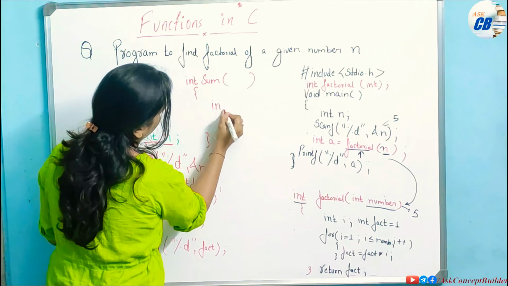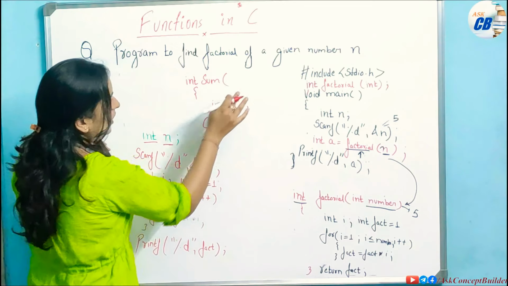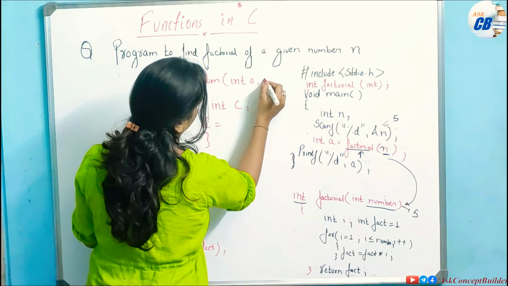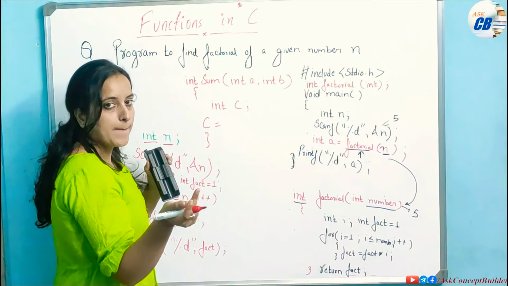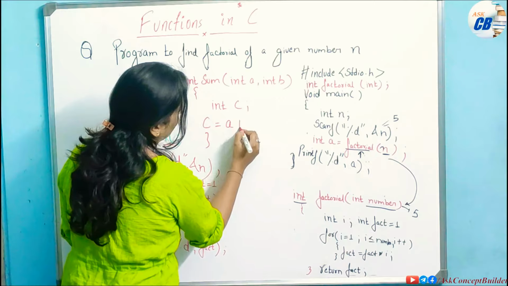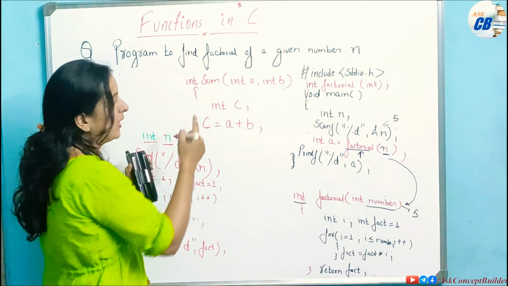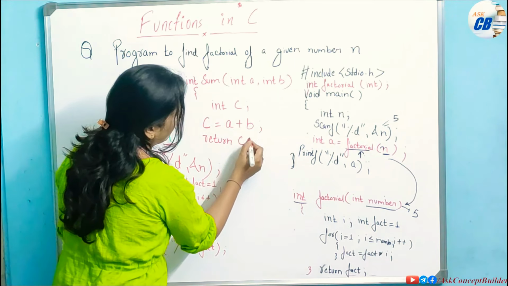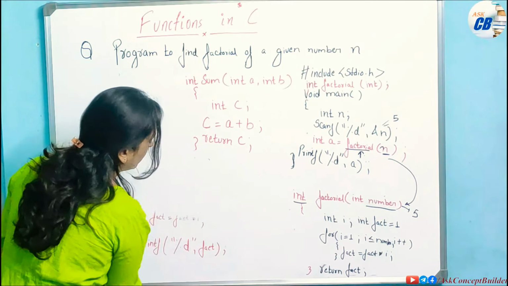Now what you will do here: take one variable, int c, and take two parameters. Let us suppose you are taking int a, comma, int b. For these two, a and b, I want to find the sum. So I will take one variable int c, and c will store the value c equals a plus b. Now because c is storing this value and I am using the integer data type, I want to return this integer value, so I will return the c value, and this will give you the sum of any two numbers.